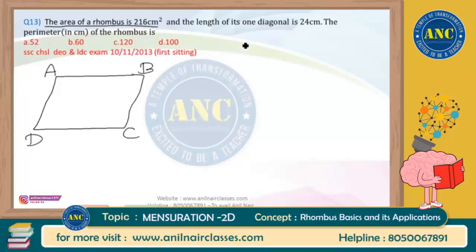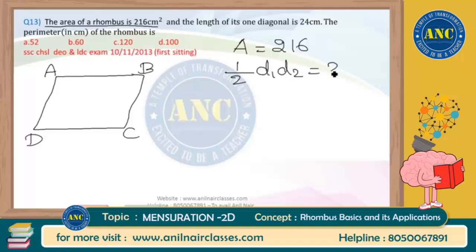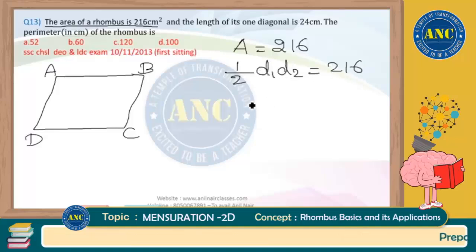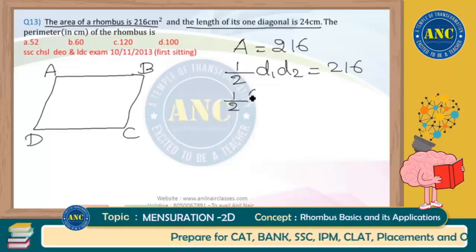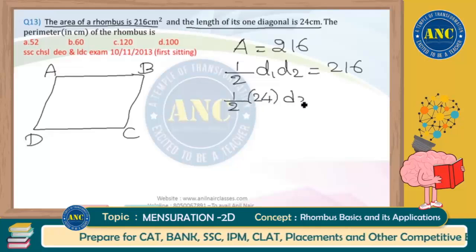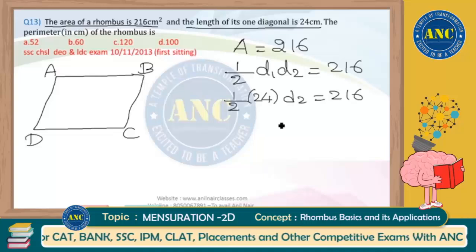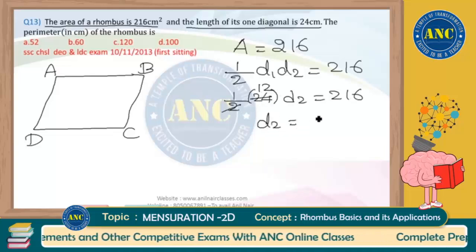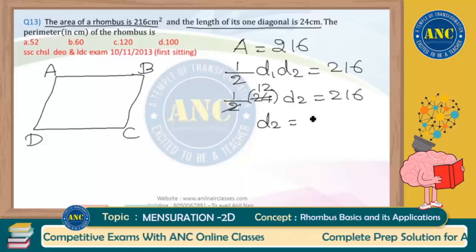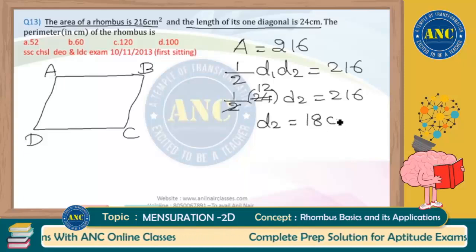The area of the rhombus is 216 centimeter square. That means the area is 216, and area is half d1 d2. One of the lengths of its diagonal is 24. That means half of 24 into d2 is 216. So this is 12 times d2, so d2 will be 216 divided by 12. 216 divided by 12 is 18 centimeter.